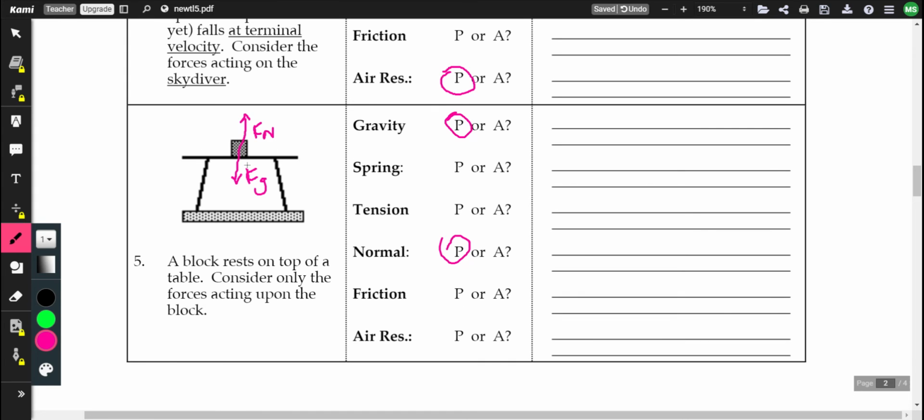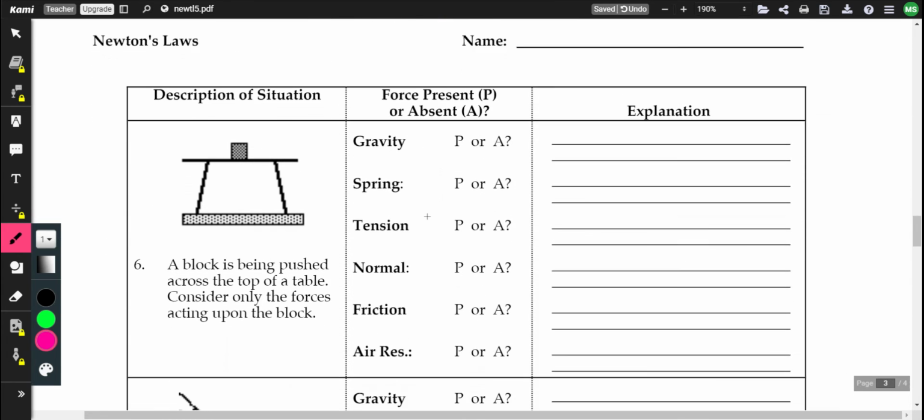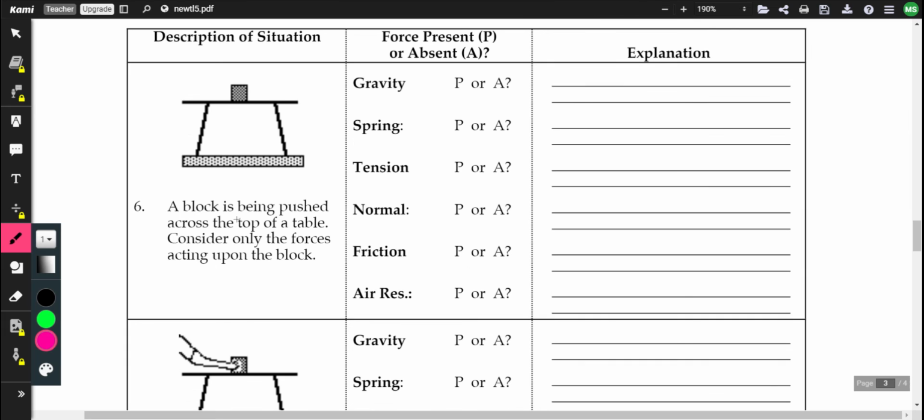If it were moving, it probably would have some friction acting on it, but because it's at rest, there's nothing causing that friction to be needed yet. So this one, we've got a block being pushed across the table. So if you missed a little bit on that one before, see if you can get this one right.